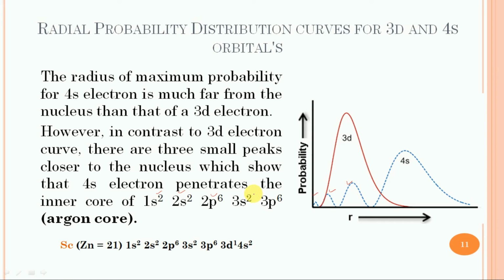The penetration effect more than compensates for the larger distance of the main peak. As a result, the 4s electron is held more tightly to the nucleus than the 3d electron, and therefore the 4s orbital has lower energy than the 3d orbital. Therefore, in the case of potassium with atomic number 19 and calcium with atomic number 20, the outermost electron enters the 4s orbital. As these two electrons are added, the nuclear charge is also increased by 2.